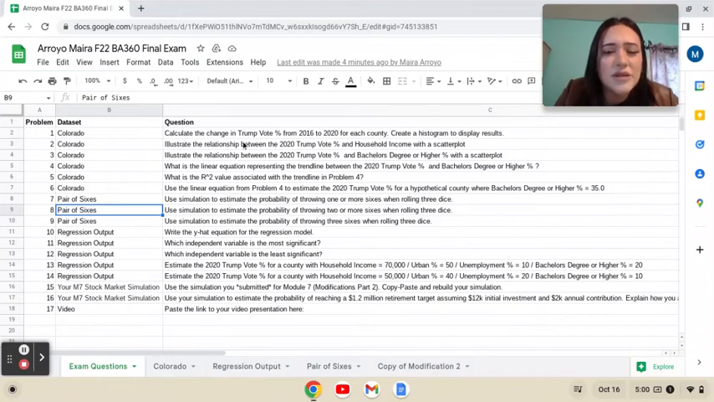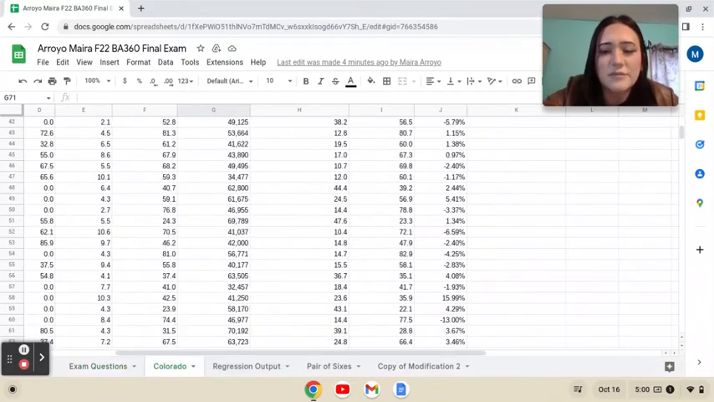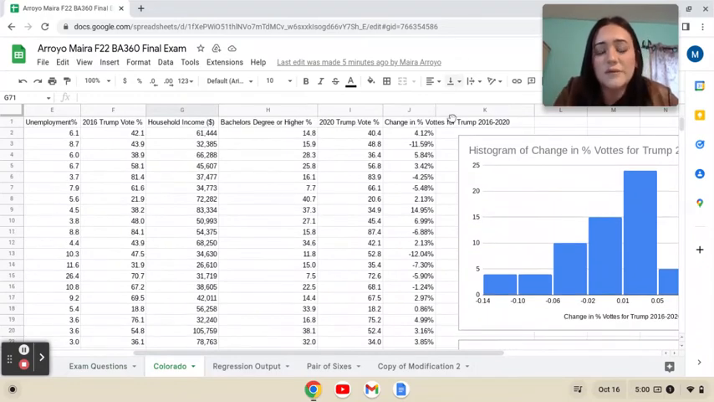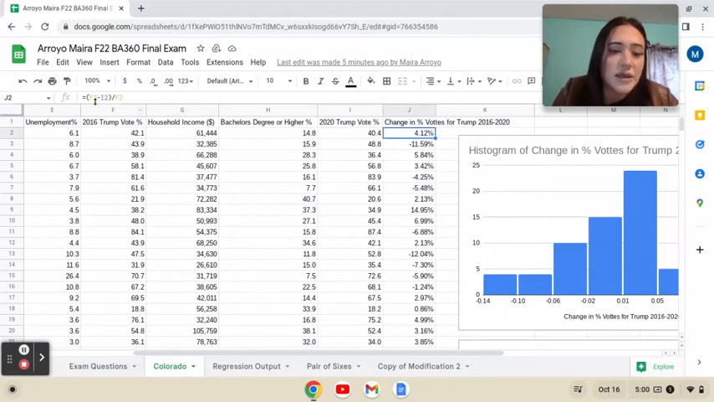So number 1, it says calculate the change in Trump's vote from 2016 to 2020, create histogram, Colorado. Basically, I added a whole other column and labeled it change in votes for Trump 2016 through 2020. Here's my equation: I did F2, which is the 2016 Trump vote percentage, minus I2, which is the Trump vote percentage in 2020, and I divided that by the 2016 vote percentage, and that's how I got this outcome.